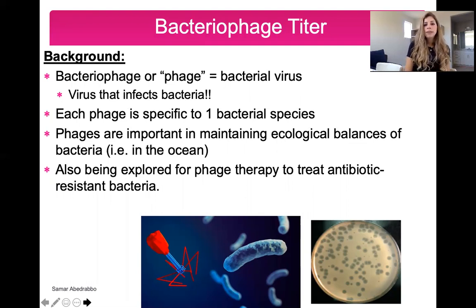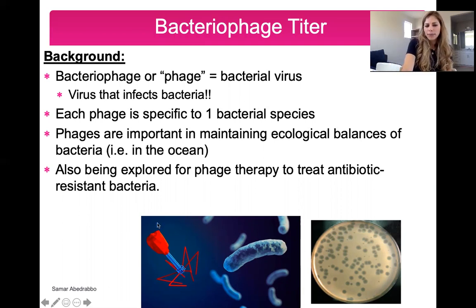Phages are also very important in ecology. On Earth, in the oceans, without phages, without bacterial viruses, we would have so much bacteria in the oceans, and this would remove the balance of the environment with the amount of bacteria and organisms and everything we have. So it's very important to have phages that control the amount of bacteria so we don't have a bacterial bloom in the ocean or in the soils or in different environments.